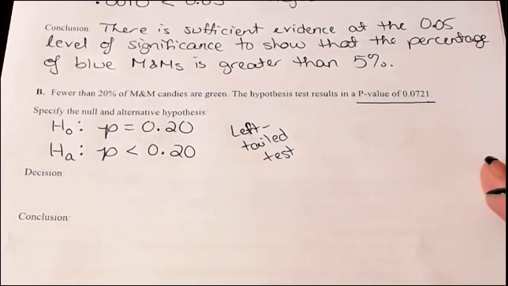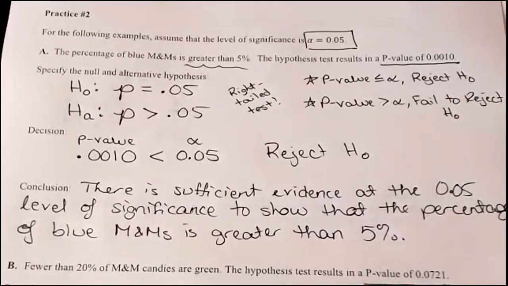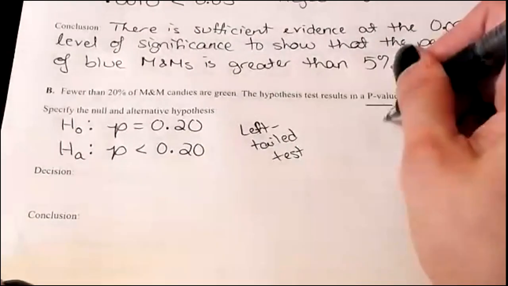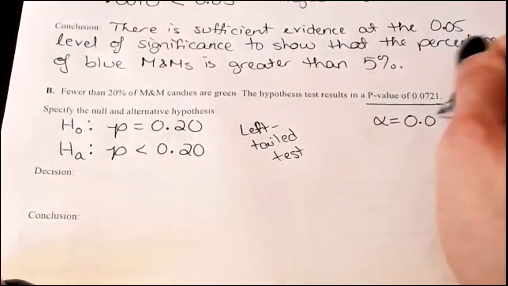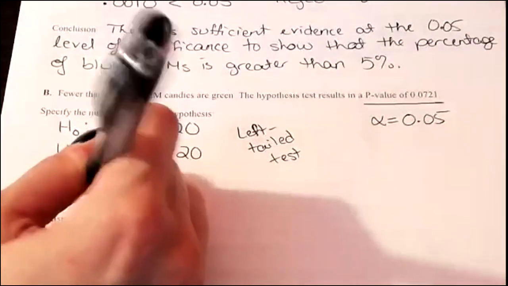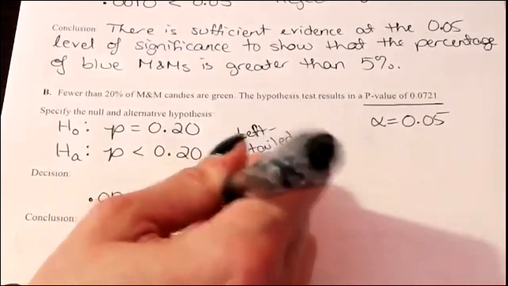Perfect. I'm going to note here that we have a p-value of 0.0721. By the way, you're probably thinking, what's the alpha? If you go to the very top, it says, for the following examples, both of them, assume that the level of significance alpha is equal to 0.05. So I'm just going to write down here again that we know that alpha is equal to 0.05. So we are going to compare the p-value 0.0721 with our alpha, which is 0.05.